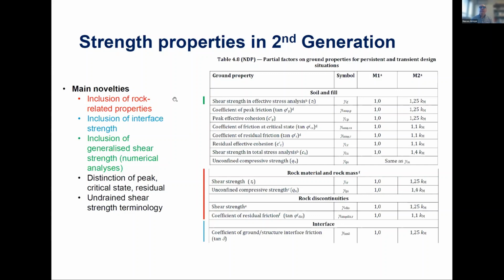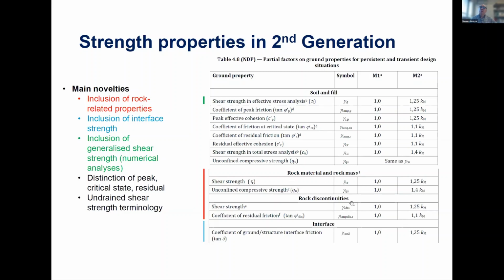Well, I have synthesized here what I see as the main novelties. The first, very important novelty is that the previous generation didn't bother with rock. The Eurocode had been written to do geotechnics only in soils, and now it encompasses all kinds of ground. So rock has been included, and there are some specific properties associated with rock and its determination, and of course some different partial factors. You see that there is also a distinction between rock material, rock mass and rock discontinuities.